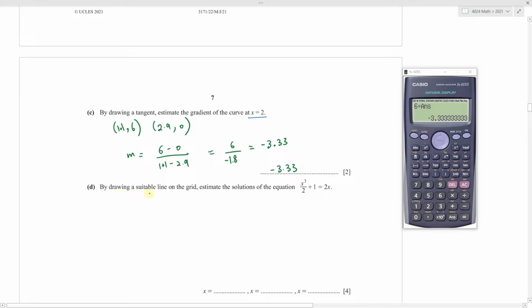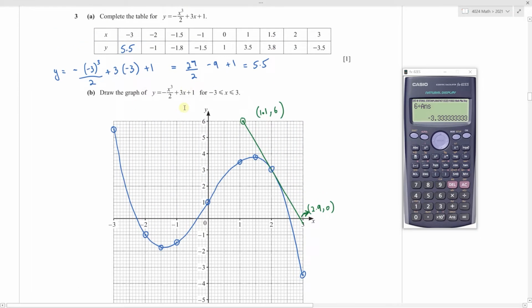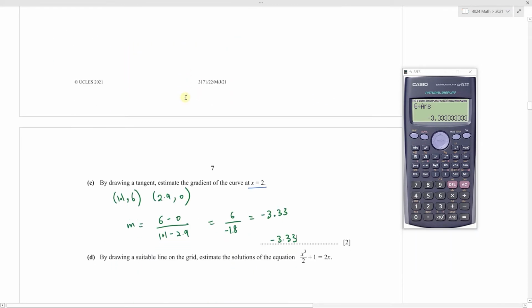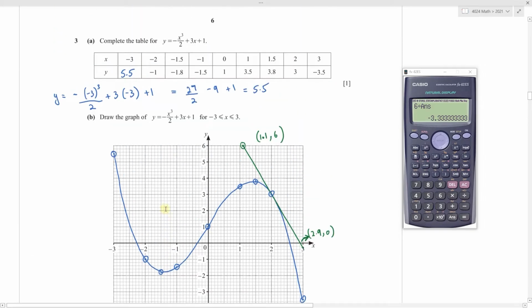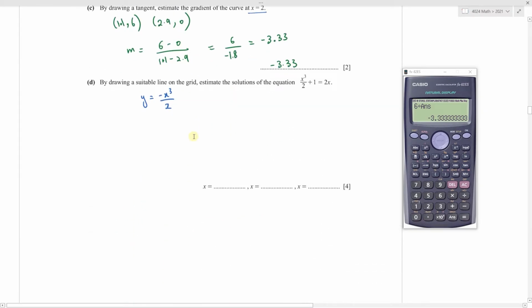Next part is by drawing a suitable line on the grid, estimate the solutions of the equation x cubed over 2 plus 1 equals 2x. So it looks similar to the equation that we are given in the question. Let me rewrite it down here. We are given in the question y equals minus x cubed over 2 plus 3x plus 1. Since we are given the graph of this, I will try to make one side of this equation look exactly like this so we can utilize that graph.